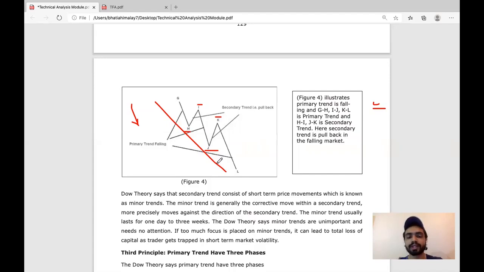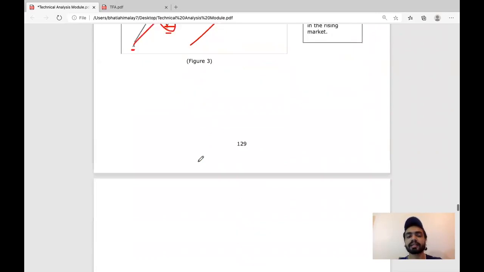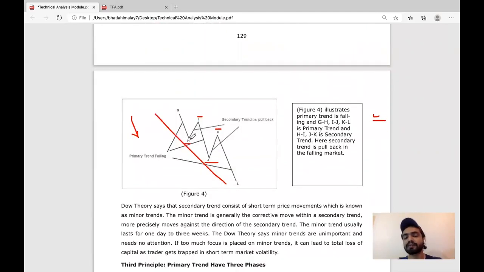So what is important to us? In an uptrend, corrections are important, and in a downtrend, pullbacks are something which are important. So over here, whenever there is a pullback, we say that we sell at a rise. So your correction points are also known as the rise in the market. All right. Now let's take a live example from the charts.